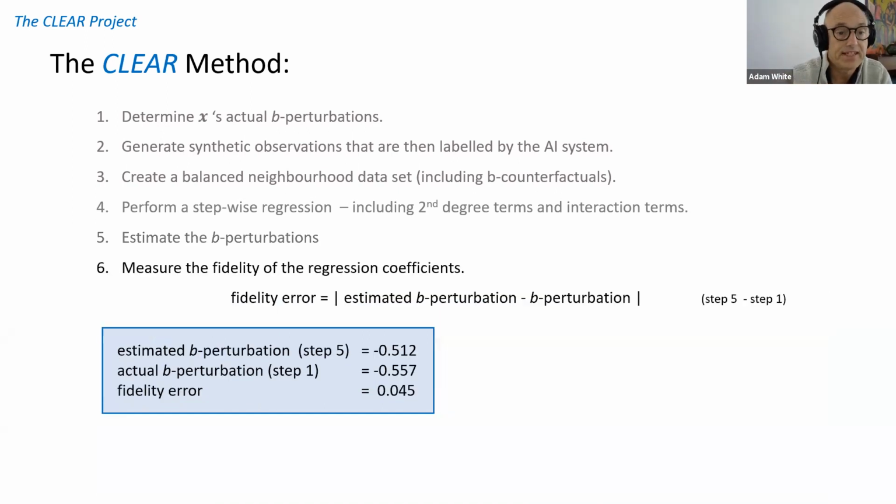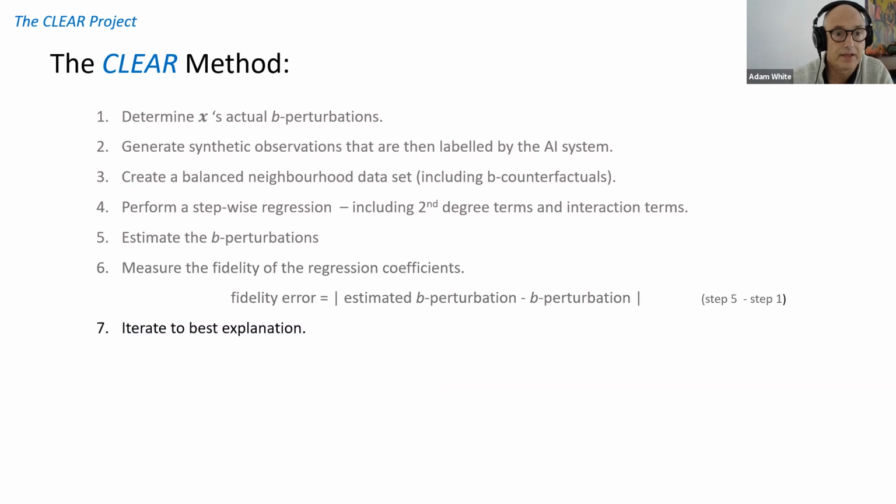The fidelity of the regression coefficients is then calculated by comparing the estimated B perturbation coming from the regression equation with the actual B perturbation values which were determined in step 1. So in this example, the difference between the two is 0.045, so that's the fidelity error. The final step in Clear is then to iterate to the best explanation. And this is possible because Clear reports on its fidelity.